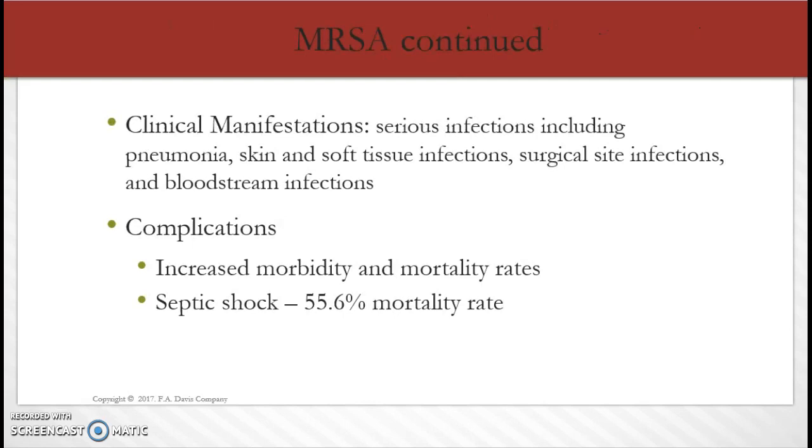Clinical manifestations of MRSA include lots of sites of infection: it can be pneumonia, skin, soft tissue, surgical site infections, bloodstream infections, and occasionally urinary as well. I will say, if you've had a patient that had a skin or soft tissue infection, it's pretty easy to tell.